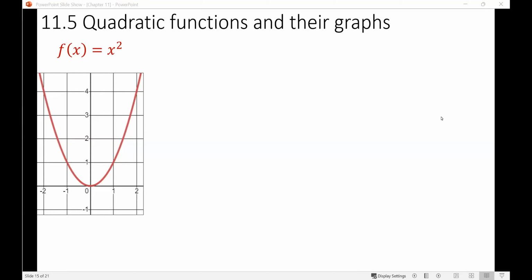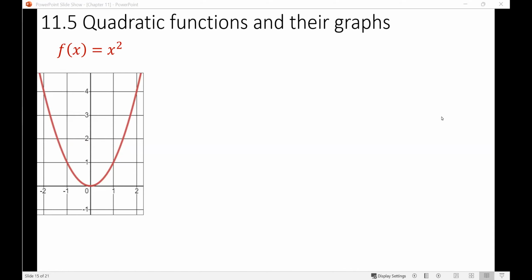Students, today we're going to do 11.5, which is quadratic functions and their graphs. So remember, quadratic means that the variable x is raised to the second power, and a function is where each input maps to only one output. So there aren't two possible outputs for any one input.